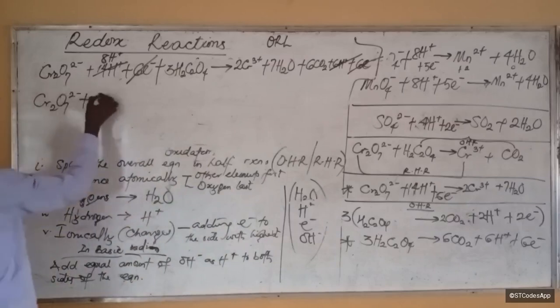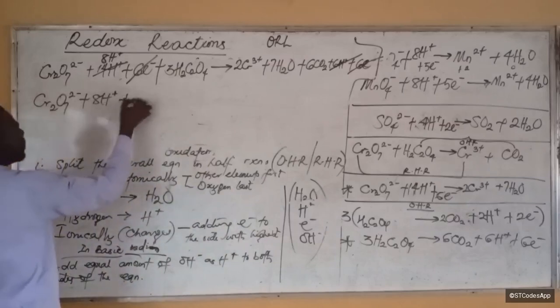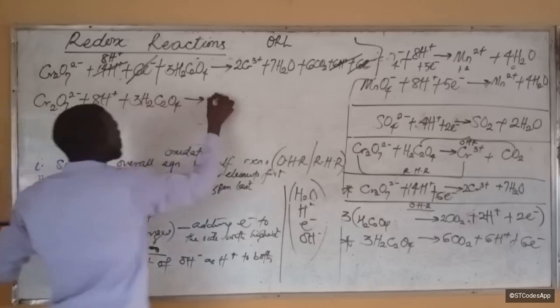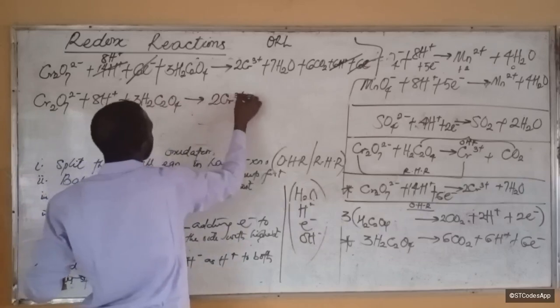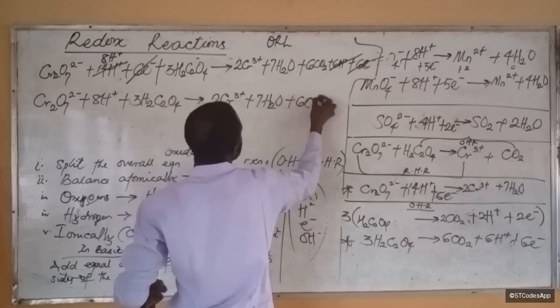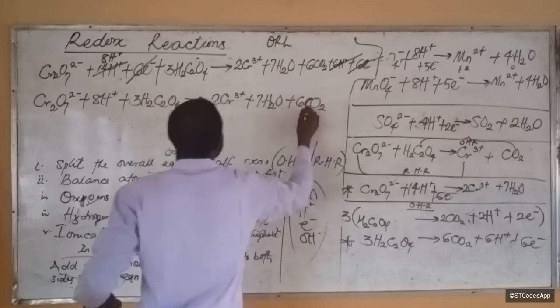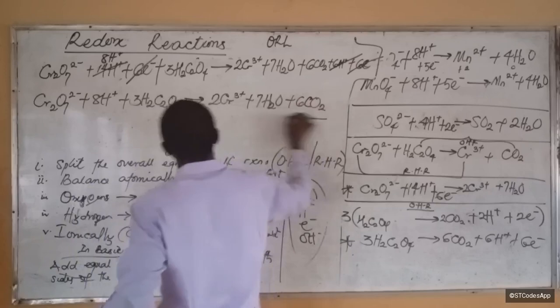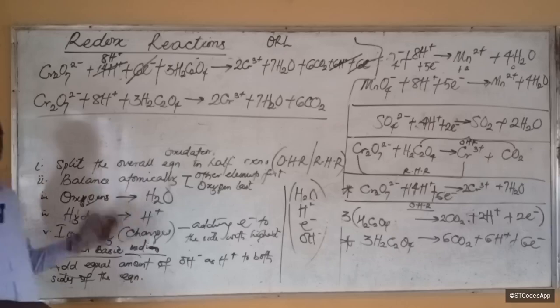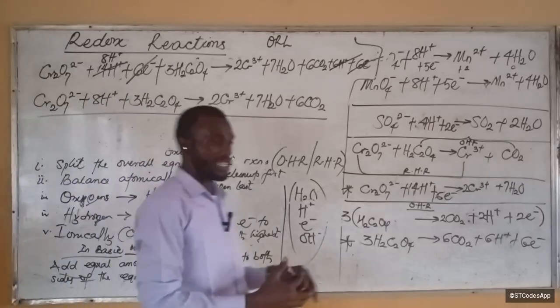So our overall balanced equation becomes Cr2O7 minus plus 8H plus 3H2C2O4 to give 2Cr3 plus 7H2O plus 6CO2. And this is the balanced reaction. You can check, you see it's balanced both by charge and by atom.